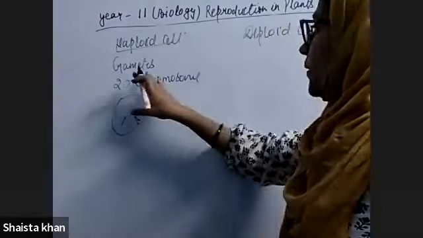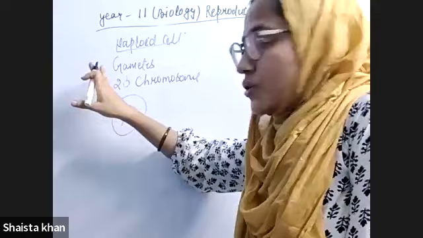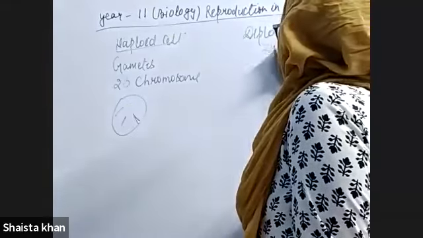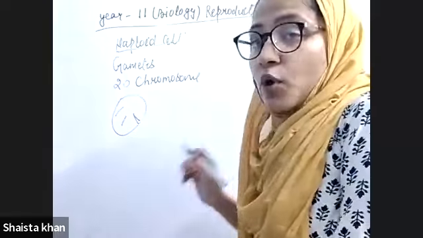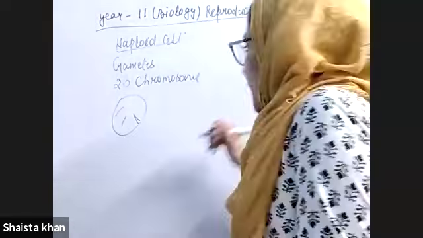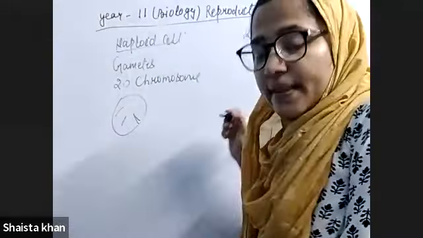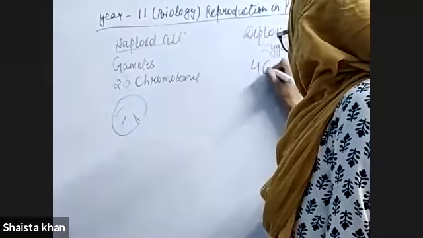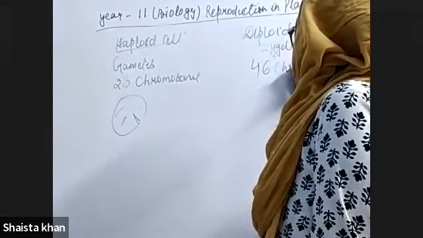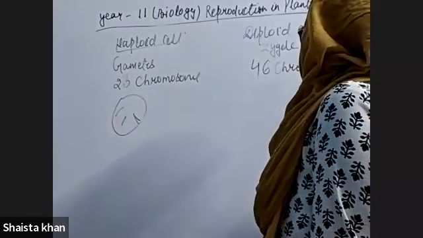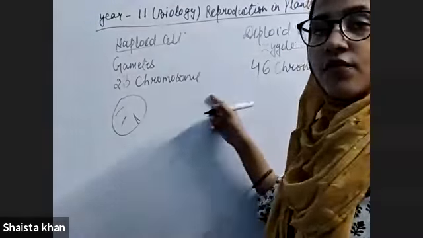And then when these gametes fuse together, it will form a zygote. It means diploid, double cells contributed together. That's why it is known as a diploid cell, and now it has 46 chromosomes.